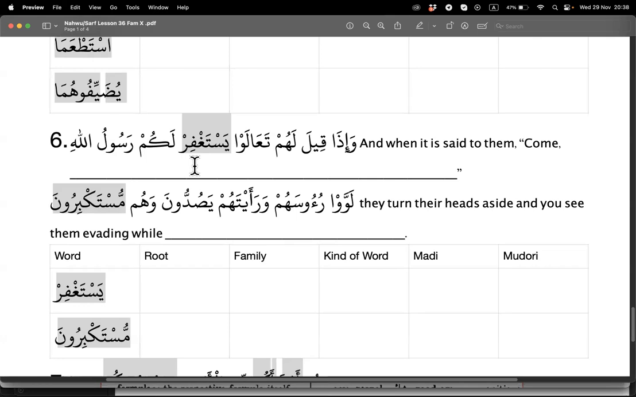Yastaghfir. Yastaghfir, fi'il amar? Are you sure? Does fi'il amar start with a ya? Sorry, fi'il mudhari'. Marfu, mansub, majzum? Majzum. Why is it majzum? Oh, this one may be something hidden inside here. Okay, good catch. So actually, when you see a fi'il mudhari' majzum, but you don't see a harf, but you see an amr.